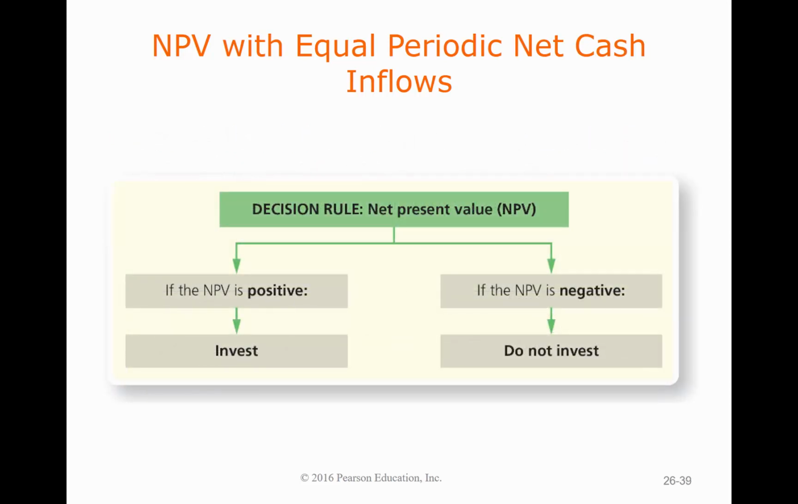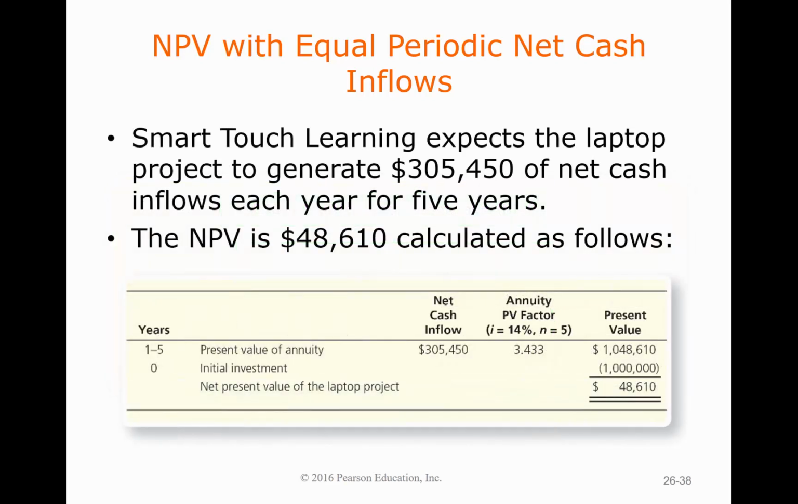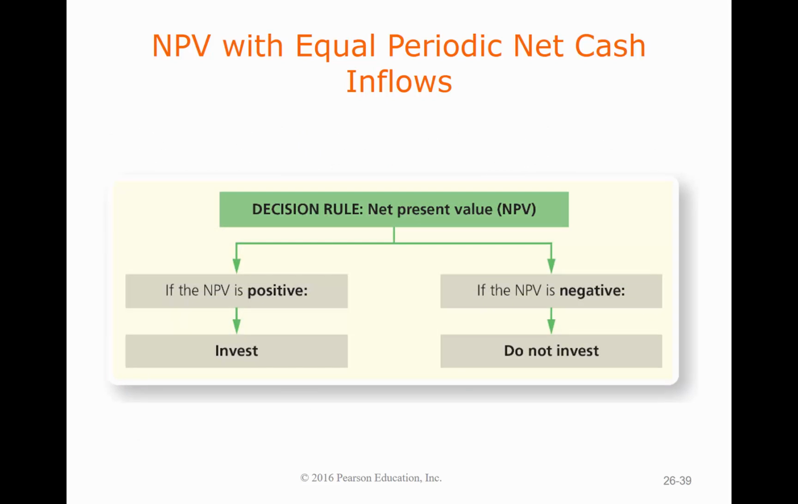The decision rule is if net present value is positive, you do it. Why? Because you put in a target rate of return. So if net present value comes out positive, it means that this thing is returning better than your target rate of return. If it's negative, you don't invest.